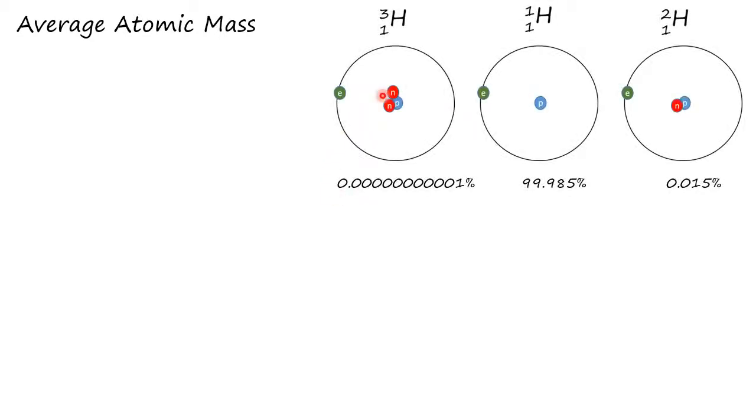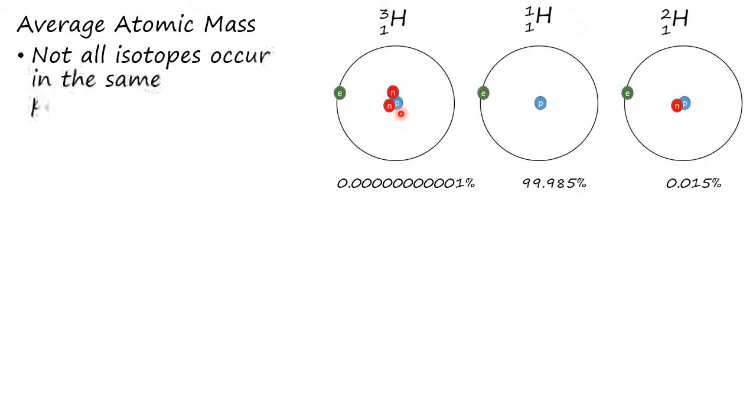Since multiple isotopes exist for elements, we have to figure out their average mass, or average atomic mass. So using hydrogen as an example, we have 3 naturally occurring isotopes of hydrogen. Hydrogen 1 contains 1 proton, so it has an atomic number of 1 and a mass number of 1. Hydrogen 2 has an atomic number of 1 and a mass number of 2 because it has 1 neutron. And hydrogen 3 has an atomic number of 1 and a mass number of 3 because it contains 2 neutrons and 1 proton.